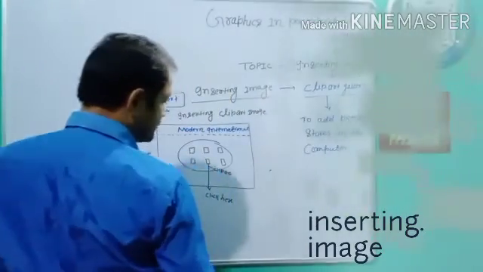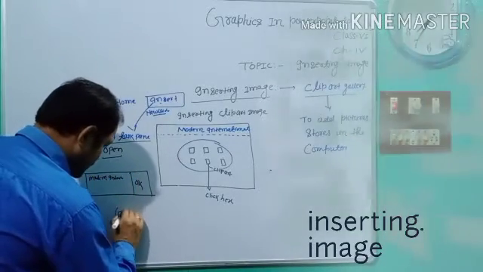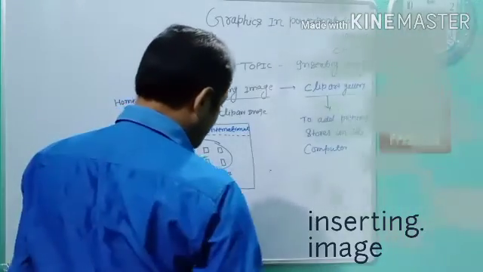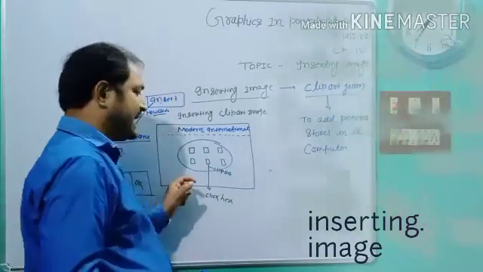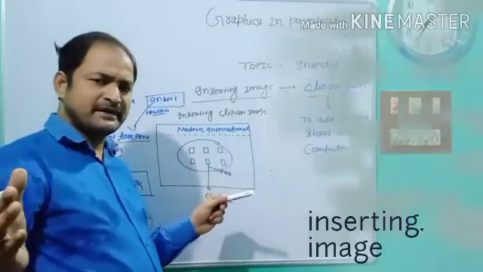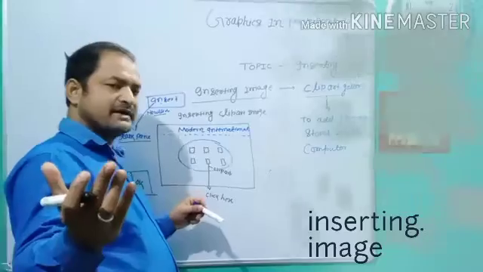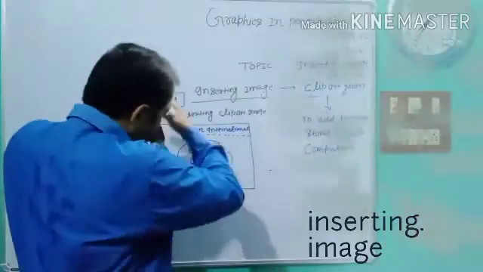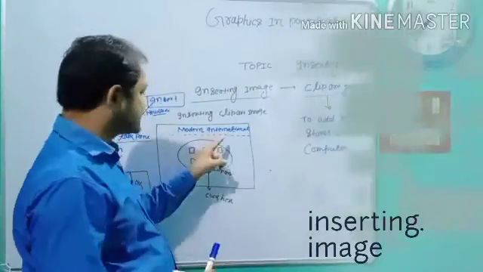Click the go button. Just click the go button, and a list of images appears. There are so many images in front of you. When the image is downloaded in this computer system, all images open in this particular area. Just select the Modern International School image.